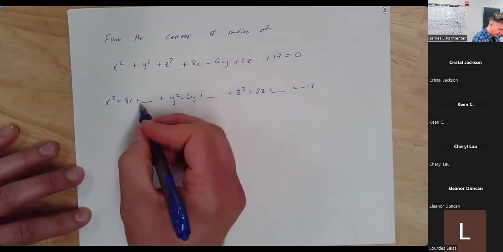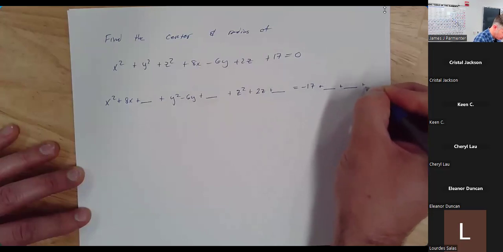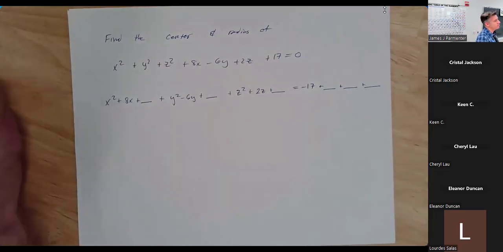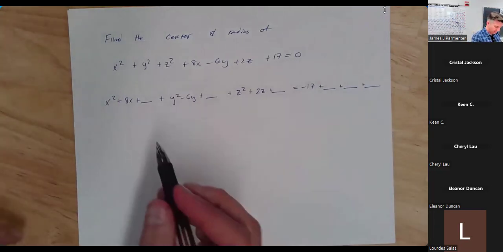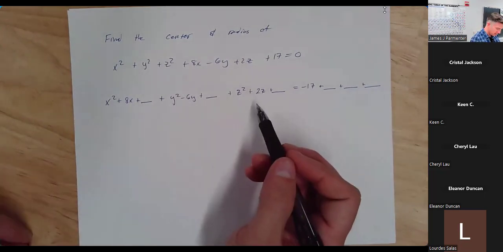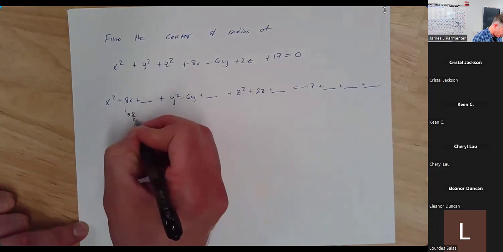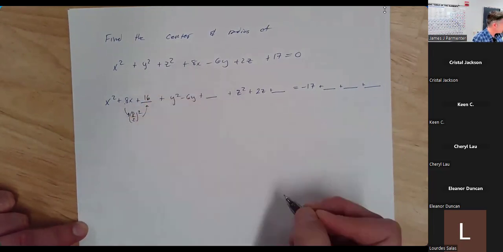And then if I'm going to add things on the left, I'm also going to add the same things on the right. You can add and subtract on the left, but it's more advantageous to add both things to both sides. So what are we going to add here? Well, to complete the square, we take the coefficient of x to the first, or y to the first, or whichever thing to the first. That coefficient is 8. 8 divided by 2 is 4. 4 squared is 16. That's what we're going to add on.